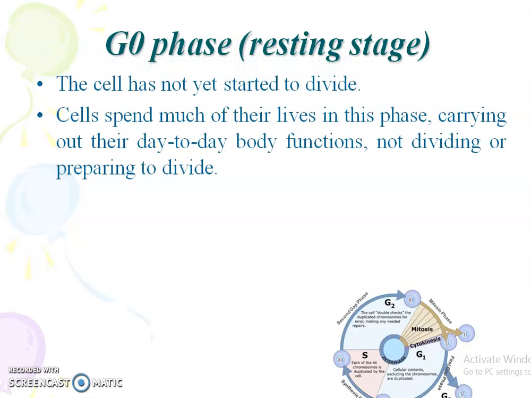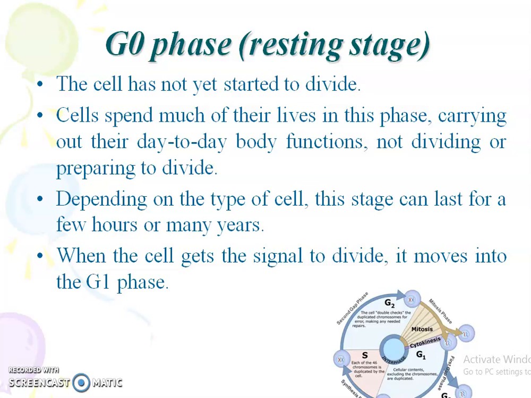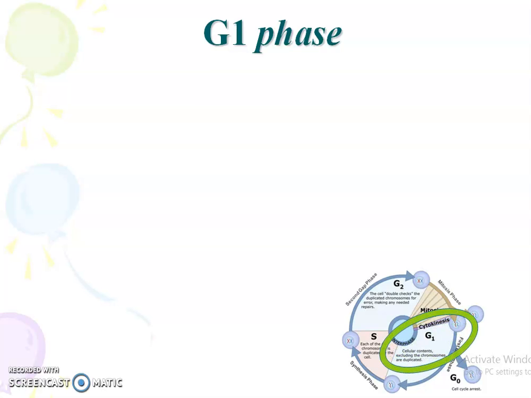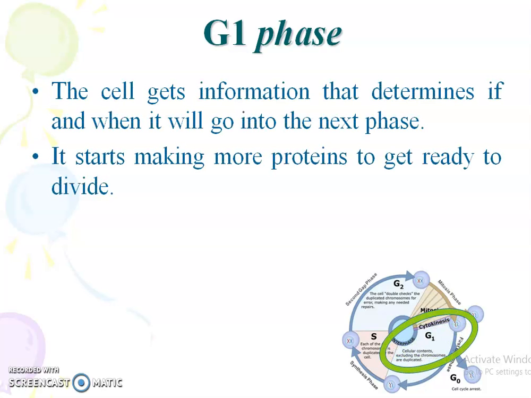So let us discuss the G0 phase, or resting phase, of a cell. Here, in the resting phase, the cell has not yet started to divide. The cells spend much of their time in this phase, usually carrying out their day-to-day body functions, and they are not dividing or preparing to divide. Depending upon the type of cell, the resting stage can last for a few hours or many years. When the cell gets the signal to divide, it moves into the next stage, the G1 phase.